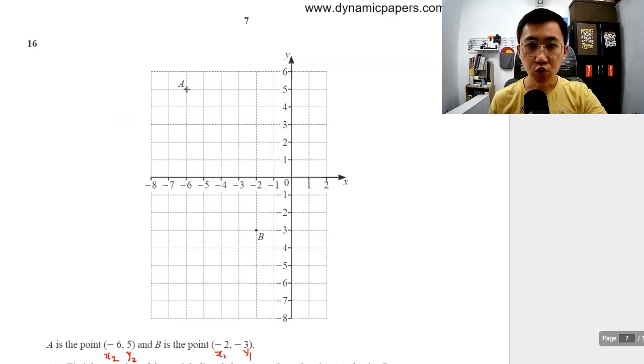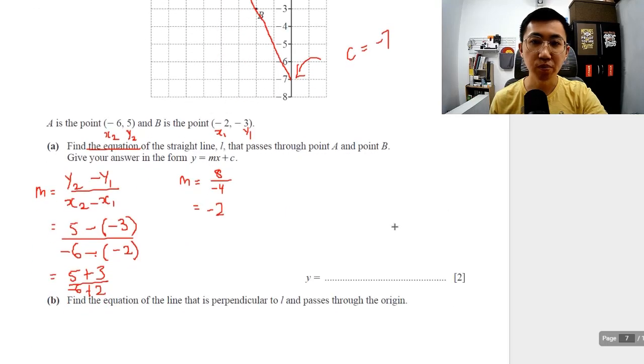If I were to draw and cut the y-axis, what will be the number that I cut? If you join using a ruler, it looks to cut at -7. C is -7. But let's use calculation just to confirm this.